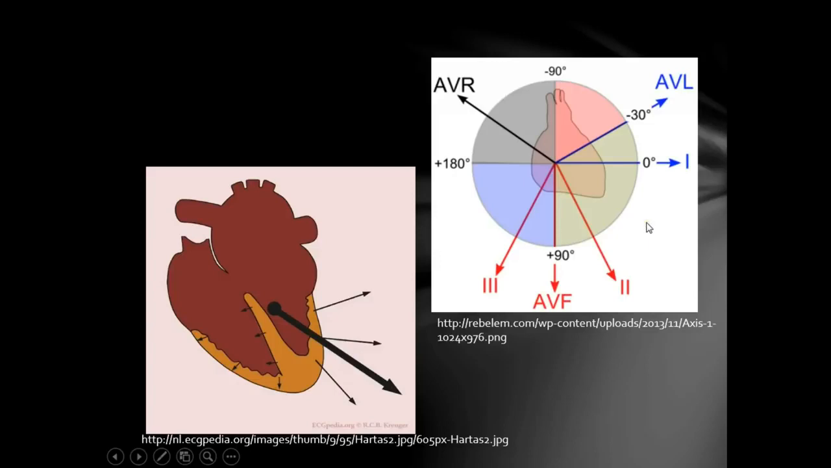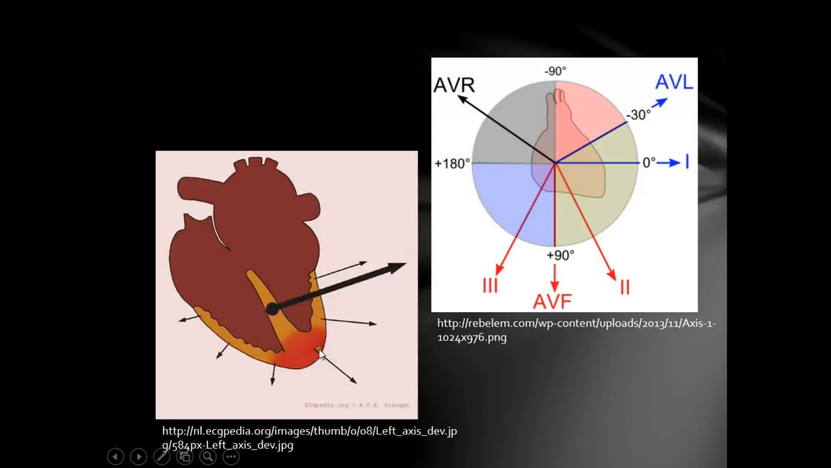But a normal cardiac axis actually has a range. And the normal range for a normal cardiac axis is anywhere between minus 30 degrees to positive 90 degrees. And anywhere outside that is an abnormal cardiac axis, as we will be seeing shortly.